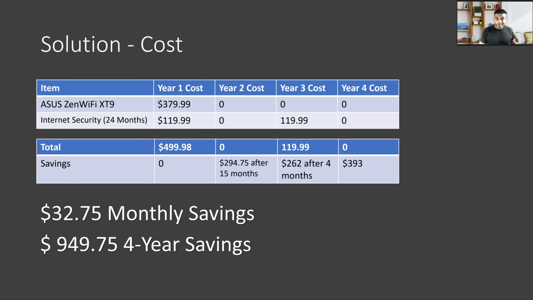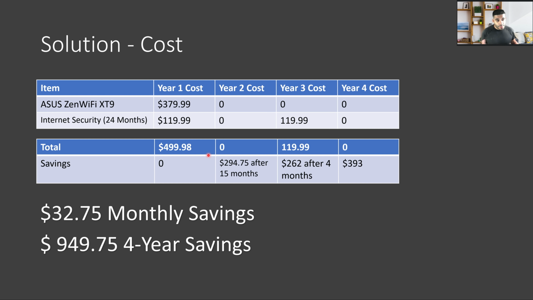But generally, from what I've seen, it's about $119.99 for a 24-month subscription. So here we see that in year one, it's going to cost us $499.98. And this is, of course, without taxes or shipping, right? When we chose the right internet package, we had a savings of $32.75.